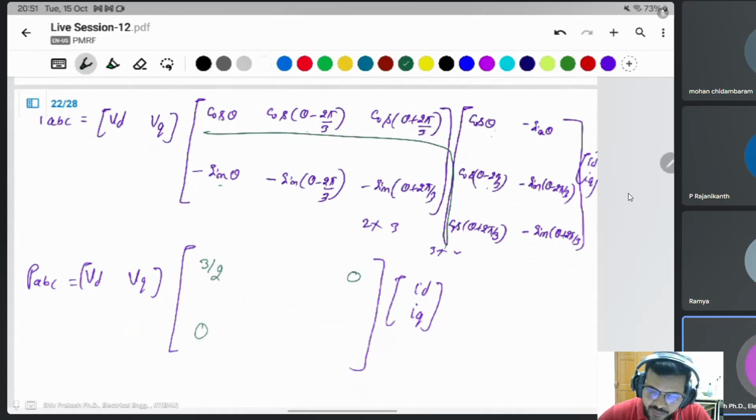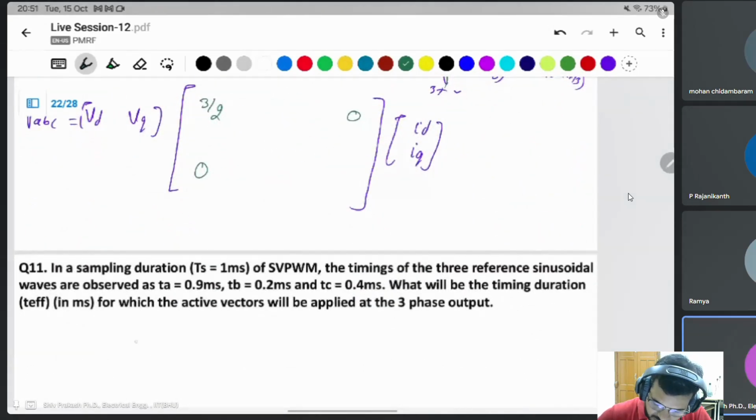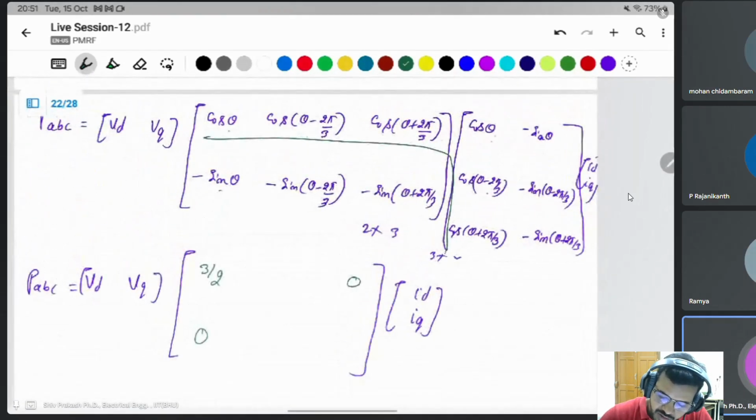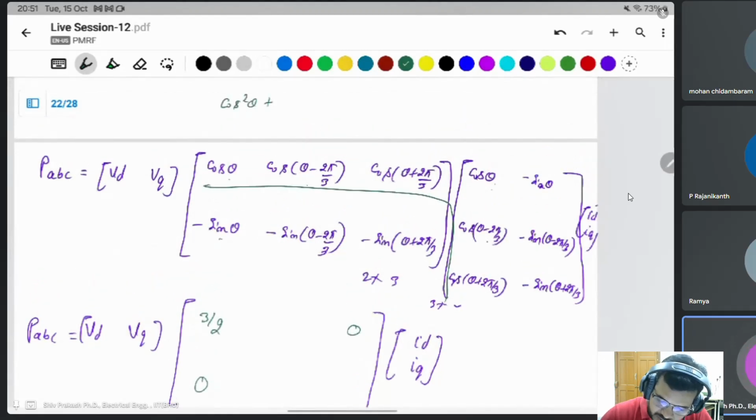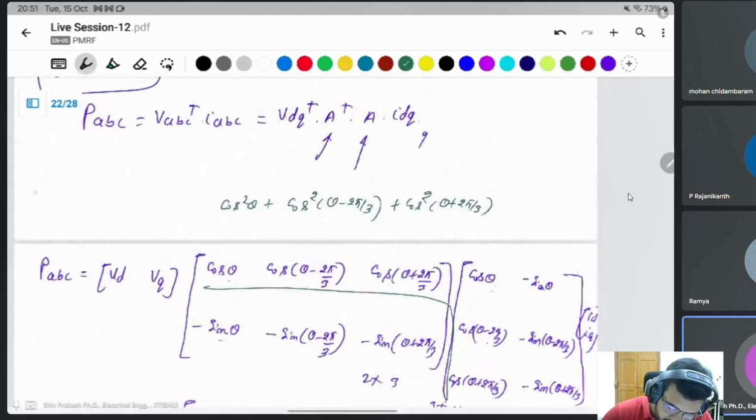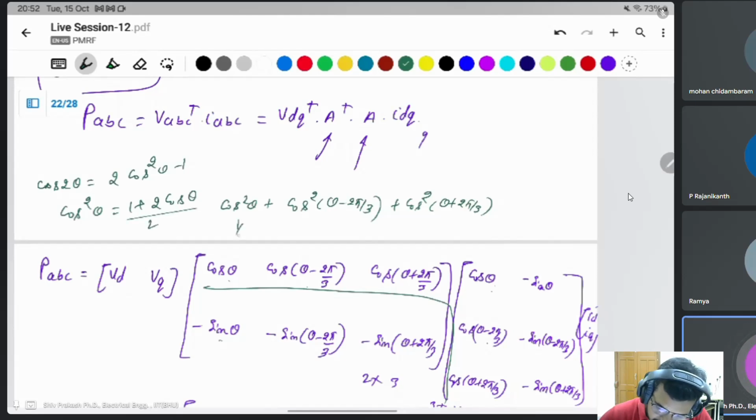Because if you add these three-phase signals, VA plus VB plus VC, it will be 0. But here we have cos square theta. If you add cos square theta plus cos square theta minus 2 pi by 3 plus cos square theta plus 2 pi by 3, then you know cos 2 theta is equal to 2 cos square theta minus 1. Then cos square theta is equal to (1 plus cos 2 theta) divided by 2. It means half is there, half is there, half is there. Only cos 2 theta is there.